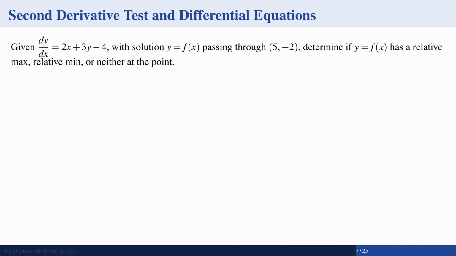Okay, using the second derivative test with a differential equation is a big deal. So let's look at one. Given dy/dx is 2x plus 3y minus 4, which may be the thing we were just dealing with, solution y equals f of x passing through the ordered pair (5, negative 2). Determine if y equals f of x has a relative max, relative min, or neither at the point.